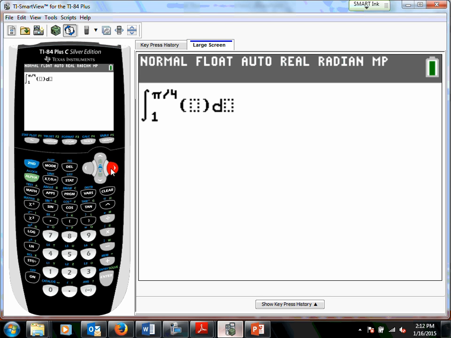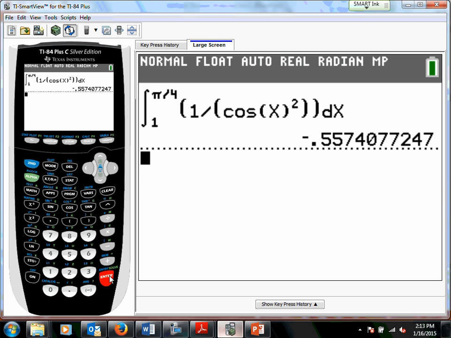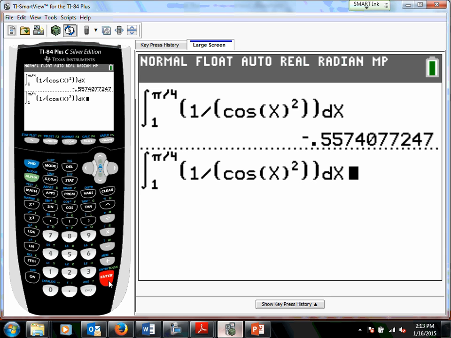Secant squared. How do we put secant squared? Parentheses 1 over cosine. You sure? Yes. Uh-oh. I have my limits of integration wrong. It should be 0 to pi over 4. Oh, that will change it.